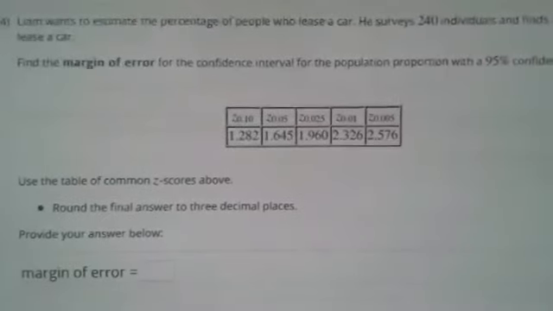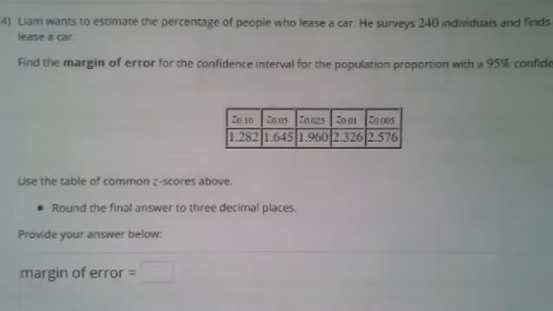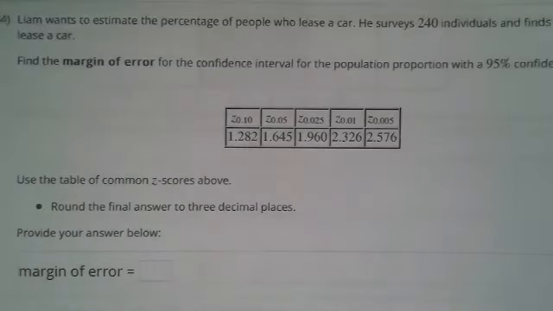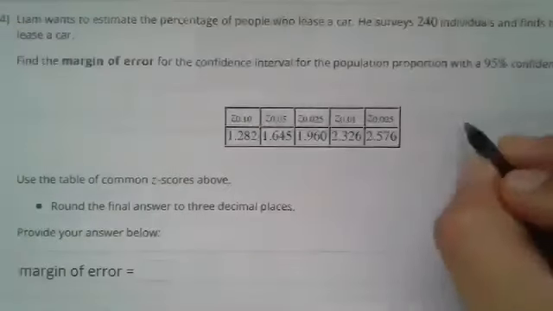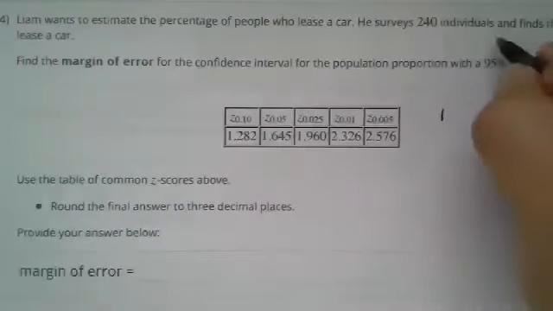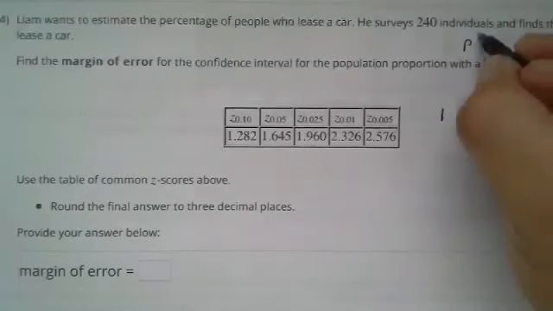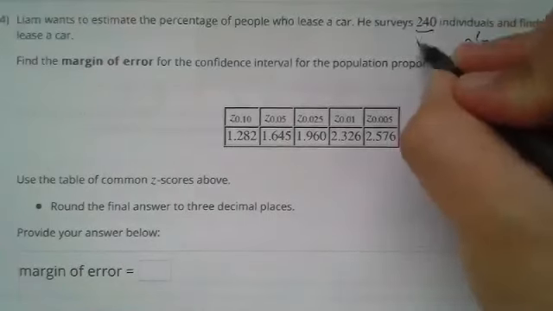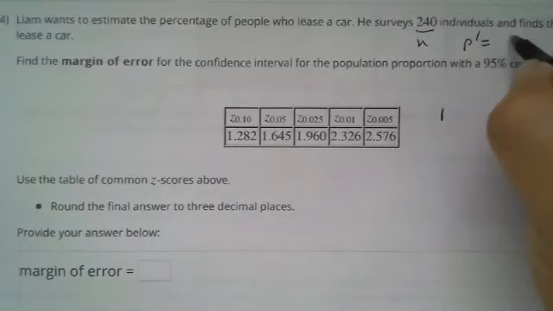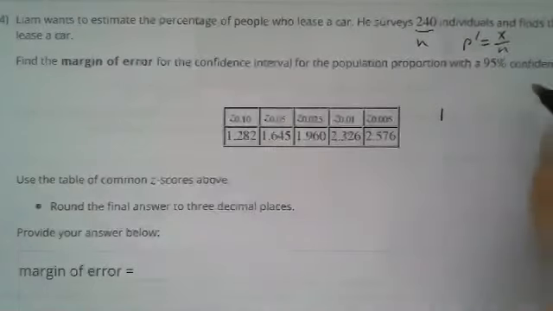So let's continue. So Liam wants to estimate the percentage of people who lease a car. Okay, so Liam surveys 240 individuals and finds that 54 lease a car. So find the margin of error for the confidence interval for the population proportion, right? So this one, we're using that formula. He knows P prime, so this is n and this is x, right? And he's interested in finding the margin of error.